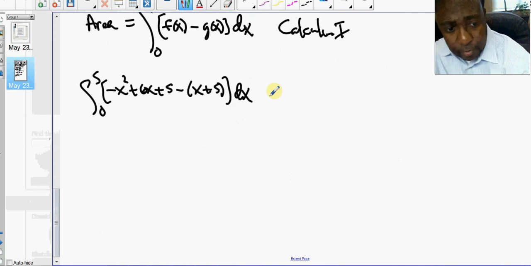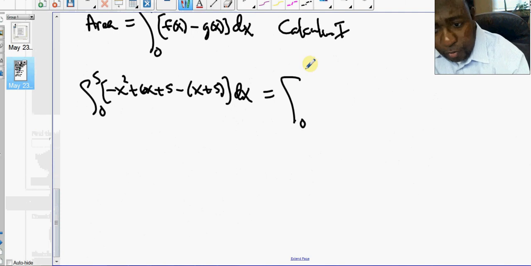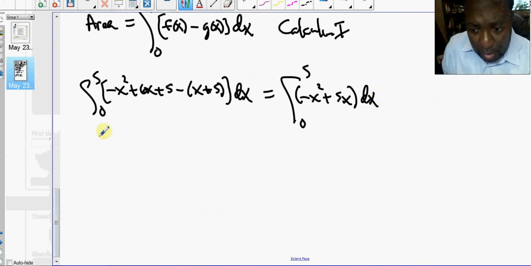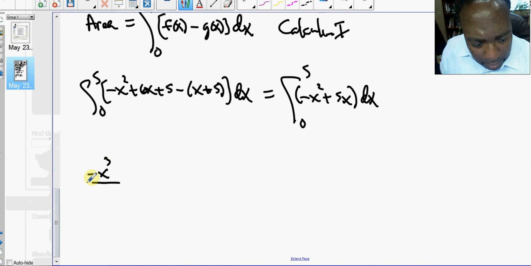dx. So this is the integral from 0 to 5, negative x squared plus 6x minus x is just plus 5x. Then 5 minus 5 cancels out. It's just dx. Now we do not hesitate. We integrate. So this is negative x to the third.